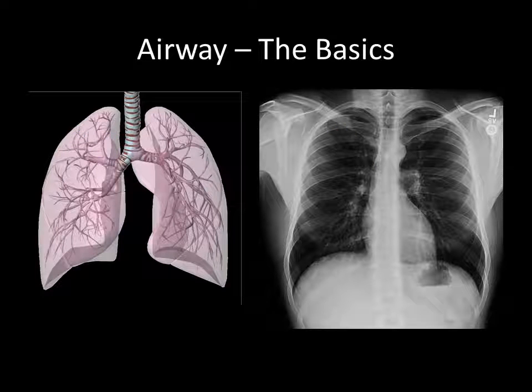And the carina, approximately located here on the chest film. This is a cartilaginous structure which runs from anterior to posterior and divides the trachea into the left and right main stem bronchus.